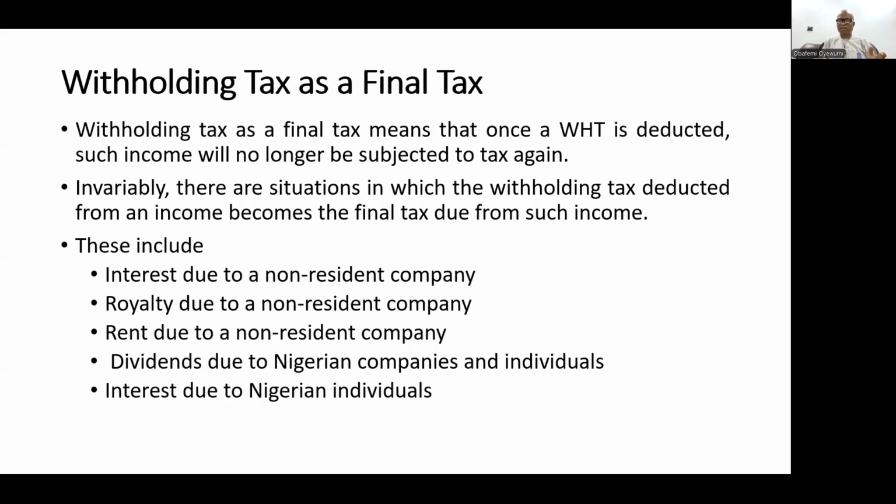So what it means is that once withholding tax is deducted as a final tax for applicable transactions, related to the type of company that you're dealing with, it will no longer be subjected to tax. It becomes a final tax at the end of the day. And of course, the transactions related to this aspect are transactions that have to do with interest due to non-resident company, royalty due to non-resident company, rent due to non-resident company, dividends due to Nigerian companies and individuals, and interest due to Nigerian individuals.